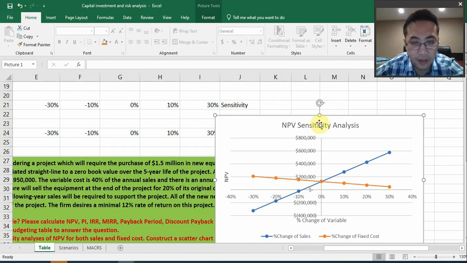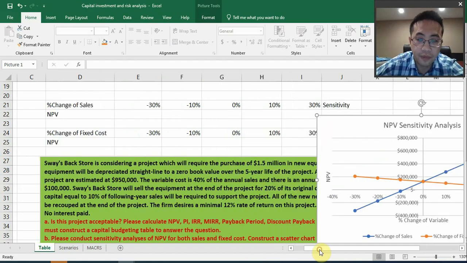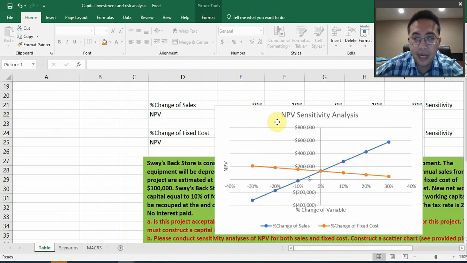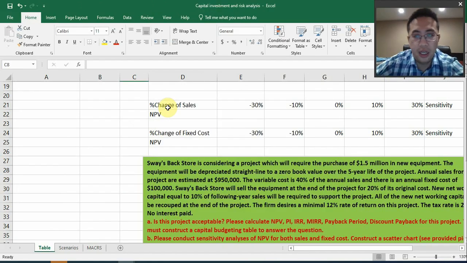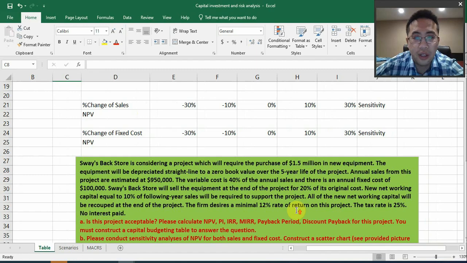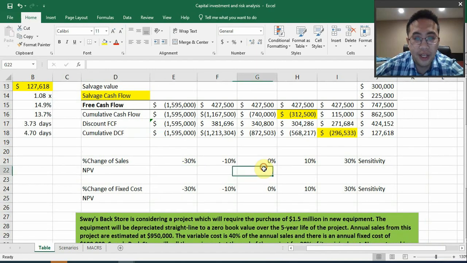It's called an NPV sensitivity analysis, and two variables are used here. The X value is the percentage change of the variable. The Y value is the NPV level. And you are going to best use the data table function of Excel. If not, then you would have to do all of this one by one.